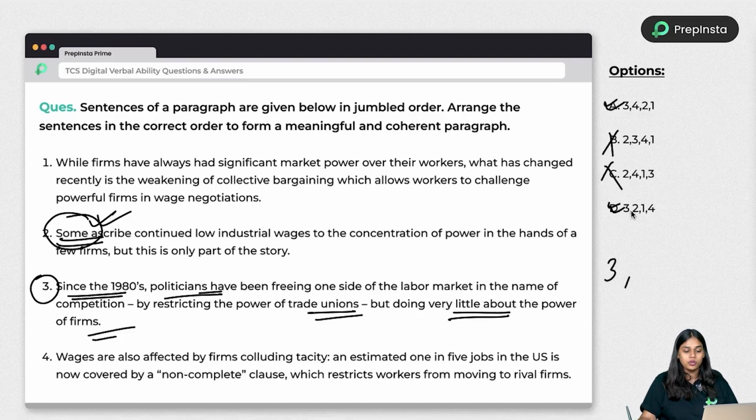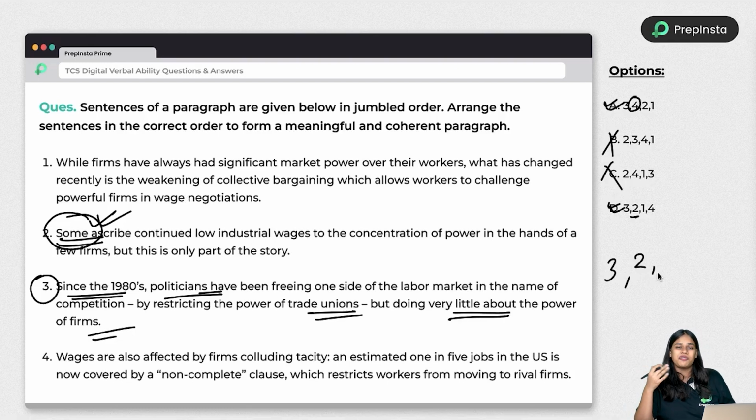Next, let's talk about sentence 4 first since we have it in the option. Wages are also affected by firms colluding tacitly. Now, here we are not talking about the wages first. What are we talking about? We're talking about the power of the firms, the politicians. That means sentence 4 cannot be the second sentence. Which can be the second sentence according to the options? Sentence 2. Some ascribe continued low industrial wages to the concentration of power in the hands of a few firms, but this is not the only part of the story. Alright, so 2 comes next.